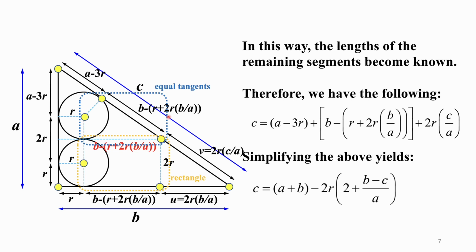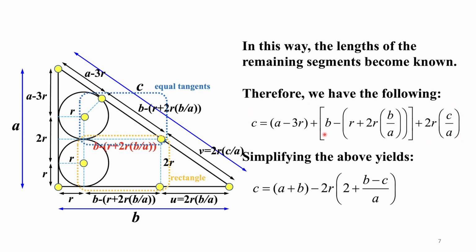So in this way, just like we did in episode 1, we divided side C into segments. The length of this segment is equal to C. Therefore, C is equal to the sum of A minus 3R, B minus the sum of R plus 2R times B over A, and 2R times C over A. This is the result.